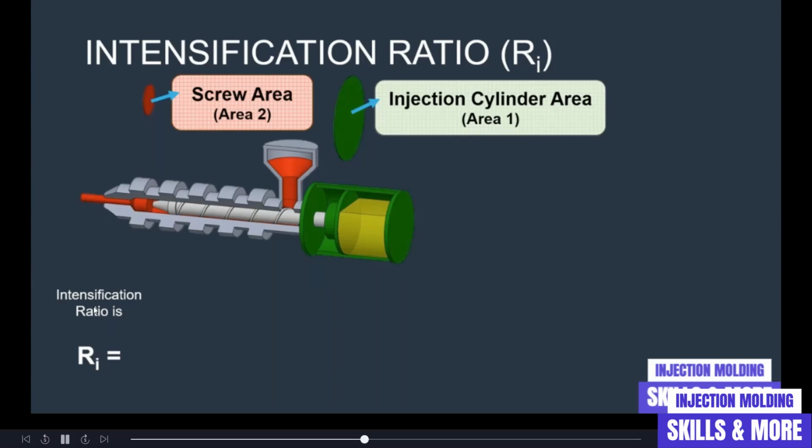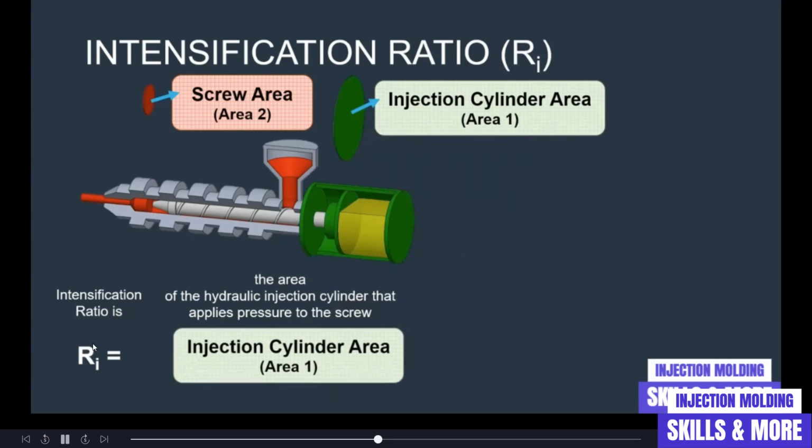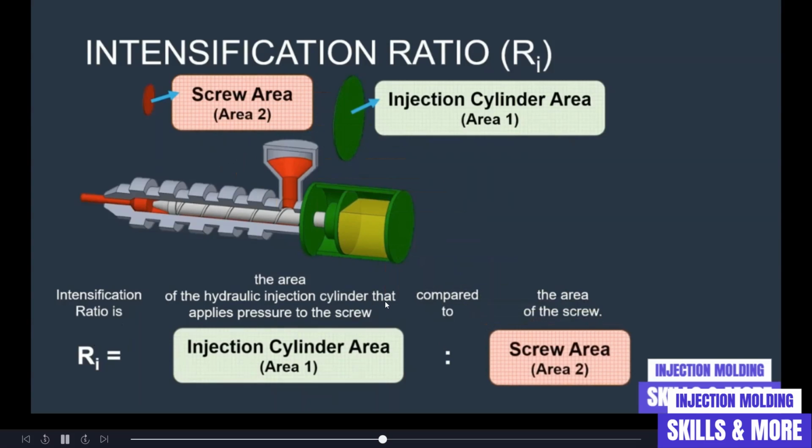So what I'm going to show you here is your intensification ratio, and it's going to be equal to how you calculate it. You're going to take the calculation of the machine intensification ratio and divide the piston area by the screw area. So if you look, you've got the area of the hydraulic injection cylinder that applies pressure to the screw, compared to the area of the screw. And then on the next couple of slides, I'll show you how to calculate it.